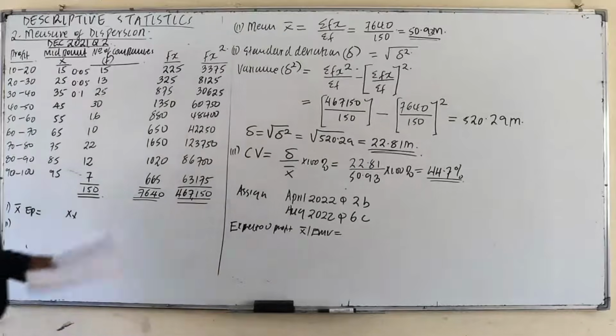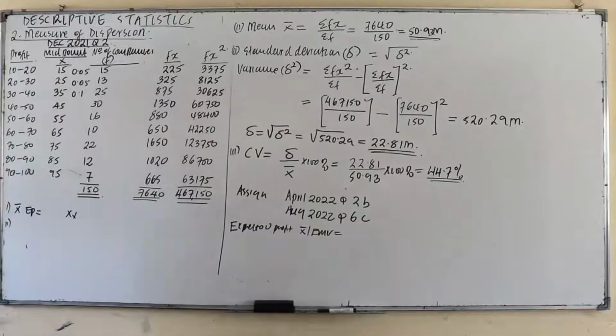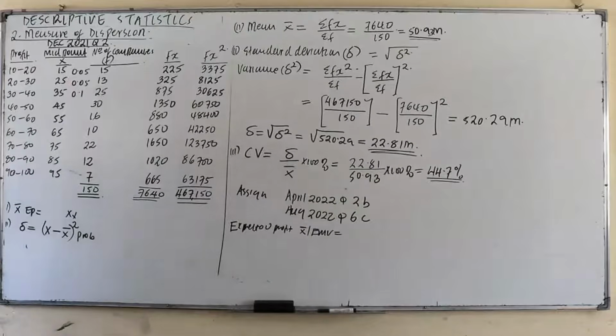Then number 2, it's required to get the expected standard deviation. I've given you the formula. To get the standard deviation when you have the probability, you take X minus X bar, where X bar is the mean you computed in step number 1. Then you square, you multiply by the probability, then you add all of them, then you get the square root.